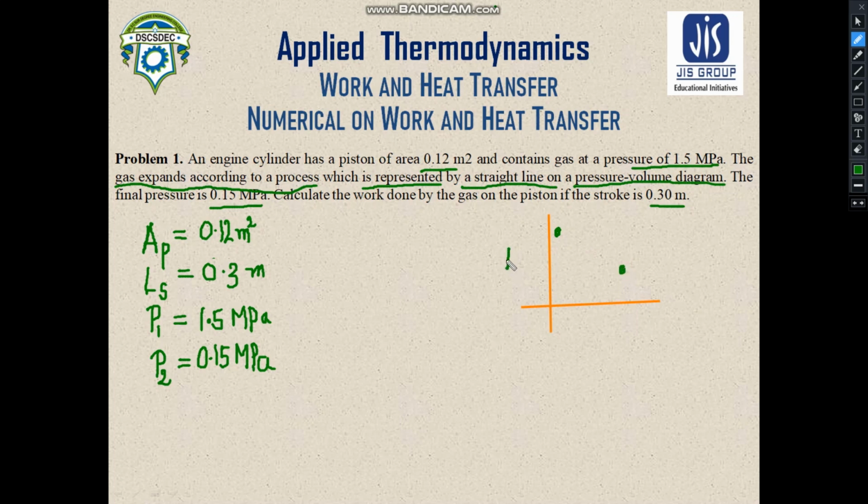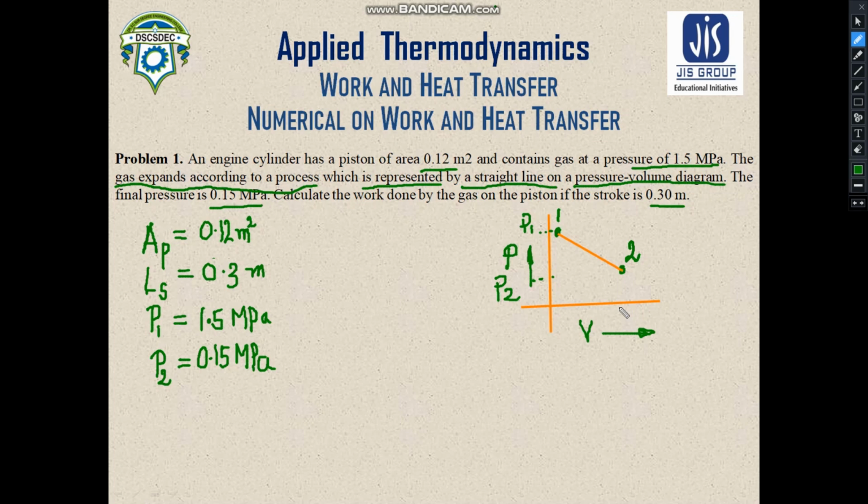So this is the pressure axis, the vertical axis, and this is the horizontal axis, the volume axis. This refers to P1, which is equal to 1.5, and this refers to P2. Since it is already mentioned in the problem that the expansion process takes place along a straight line, I am just joining these two states by a straight line so that it becomes easy to understand. Now you have the information available from the problem, and you need to calculate the work done.